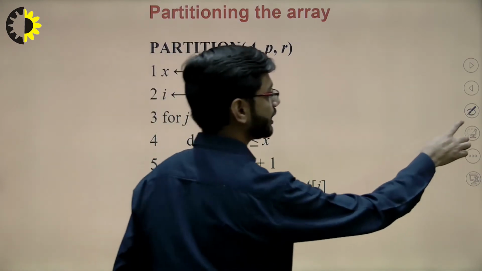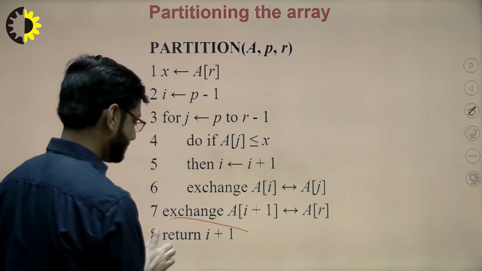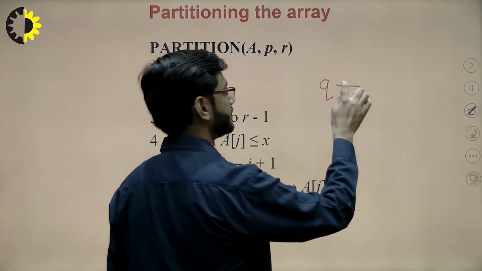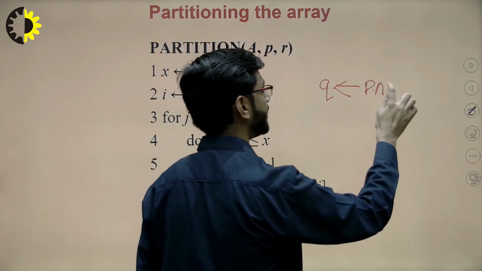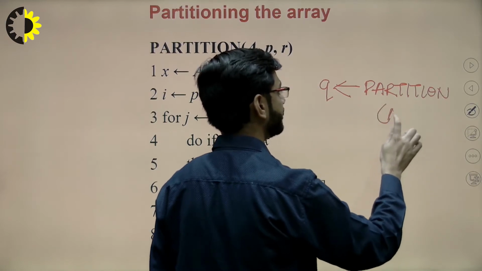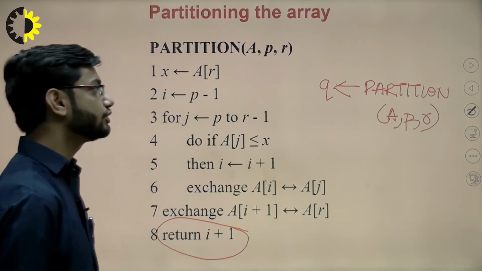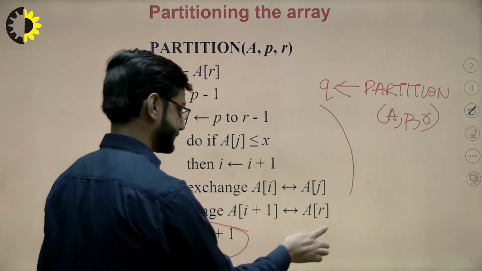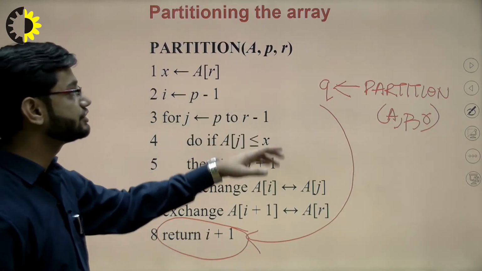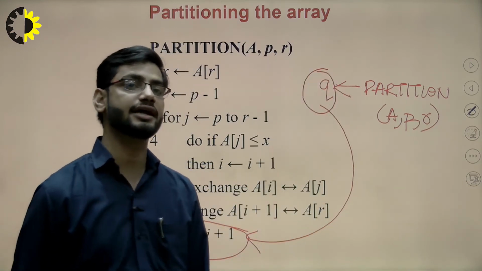What is this i plus 1? In quick sort, in the second step there is a statement q is equal to partition, and we are giving partition 3 arguments: array A, p and r. So the value of q will be this i plus 1. Clear? So the partition procedure will return an index value q where the pivot element can be correctly placed.